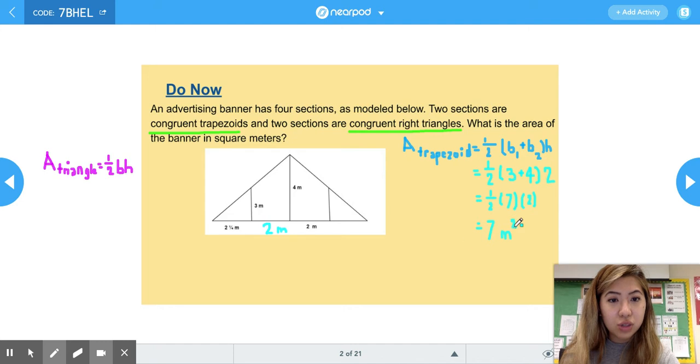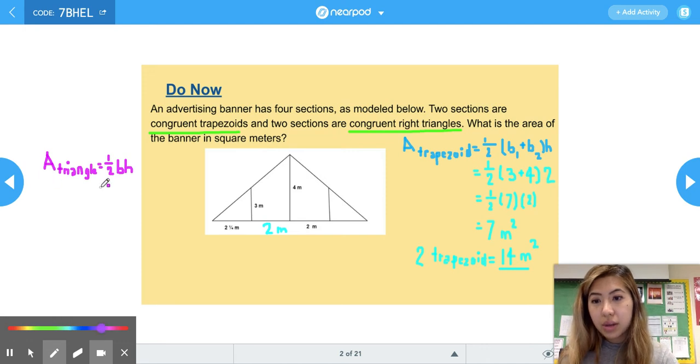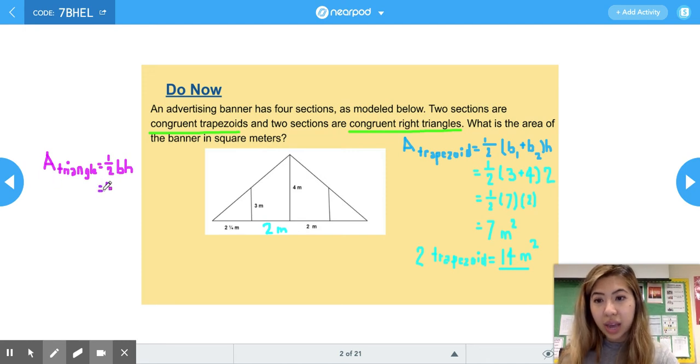But because I have 2 trapezoids, I have to double the 7 meters. So 7 times 2 is 14. So the area of the 2 trapezoids is 14 meters square. Then I have to find the area of one of the triangles. So to do that, I'm multiplying half times the base length of the triangle is 2 1/4.